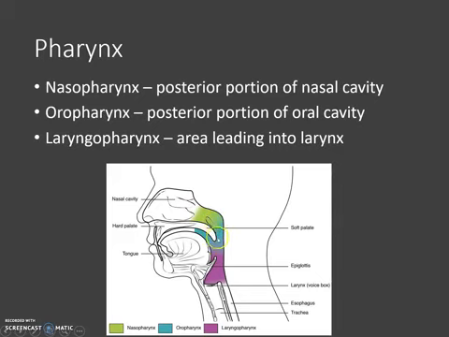Now, this structure here is called the pharynx. It's more commonly referred to as the throat, and it's actually made up of three different regions. There's the nasopharynx, which is the area at the posterior part of the nose. There's the oropharynx, which is the area posterior to the oral cavity. And then the laryngopharynx is the part of the pharynx that leads into the larynx, and the larynx is also known as the voice box.